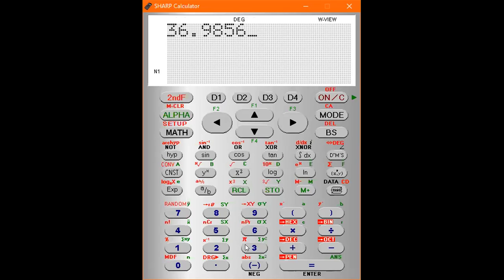Okay, from here, the next question is, if you have 36.985 blah, blah, blah degrees, and you want to convert it into degrees, minutes, seconds, then you can say second function and DMS, and that will give us 36 degrees, 59 minutes, and 8.16 seconds. Okay, so this brings us to the time calculations, which are our next topic.